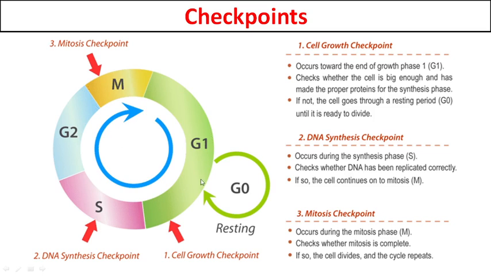Fine. So now your cell is healthy, it is ready, the DNA has duplicated, it is also okay, both of the copies are fine. Then the cell will go into G2 phase and M phase, mitosis phase. There is one more checkpoint in mitosis which I shall discuss when we reach that part.